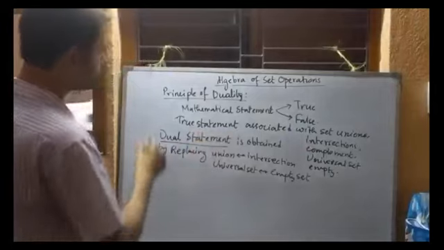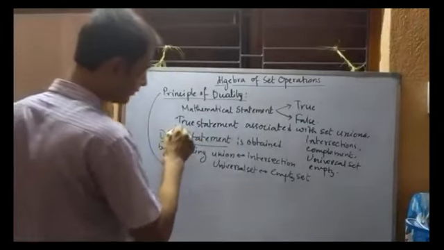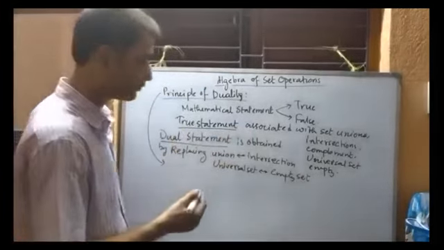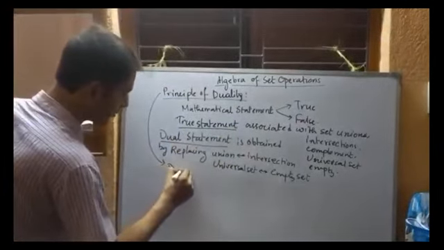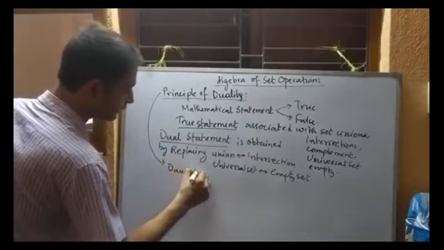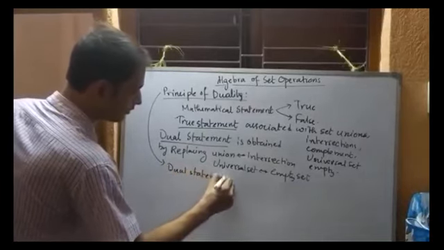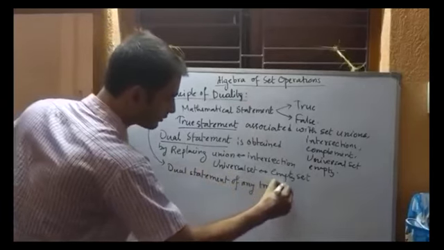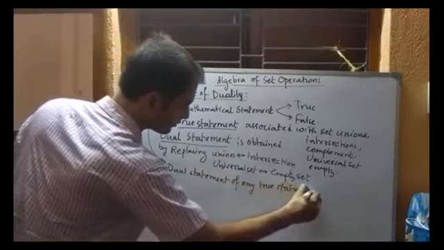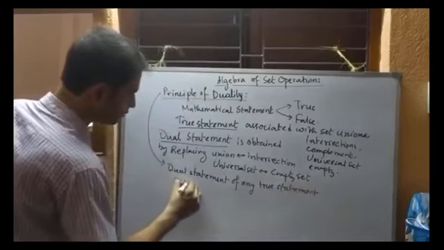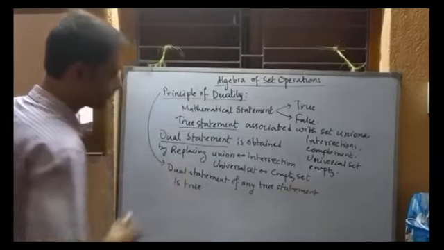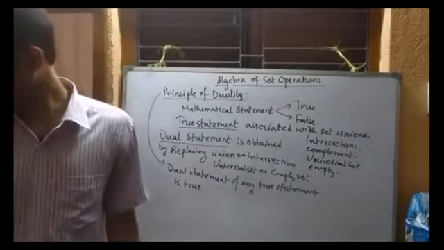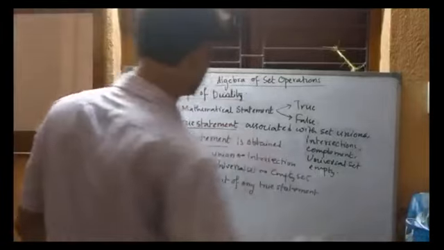Now, the principle of duality is saying if we consider any true statement, then its dual statement will also be true. So we say that the dual statement of any true statement is true. So this is the principle of duality. Let me give an example, then it will be easier to understand.